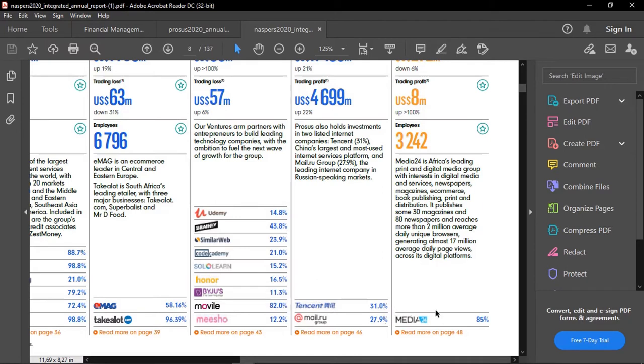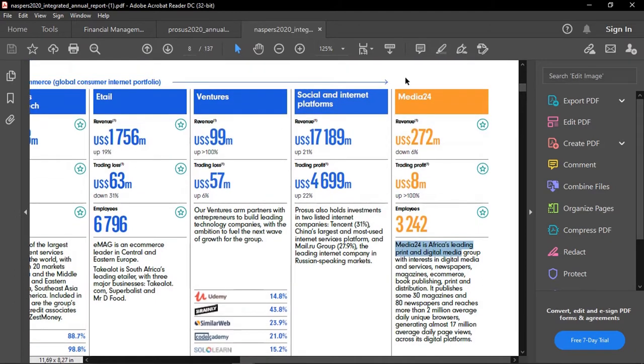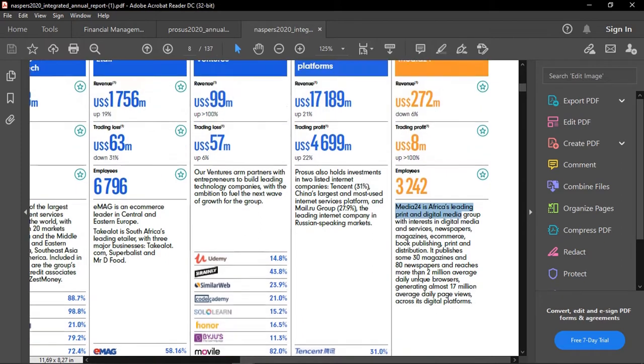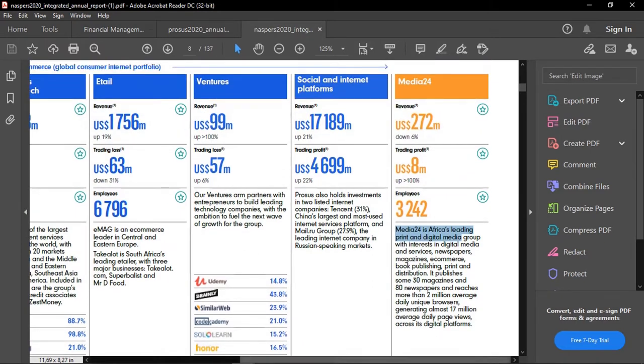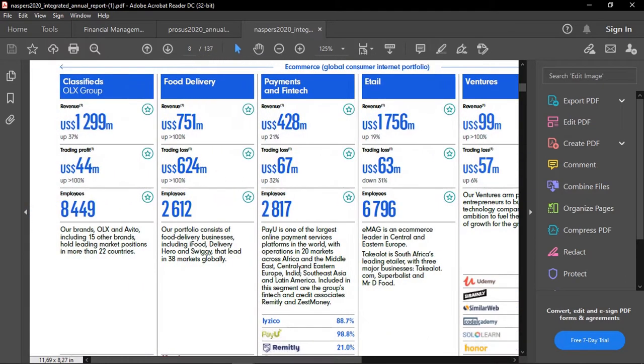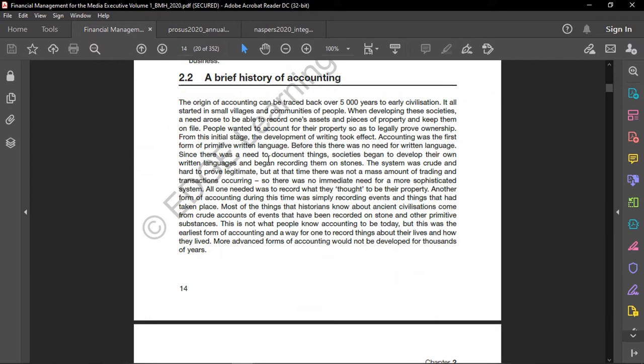And even Media 24, you can see, is obviously South Africa's, or Africa's, leading print and media digital group. Okay, so you can see that based on what we have here, there's a lot of information that's available, and you can obviously look at performance in each of these businesses. So just remember, when looking at reporting, it needs to be done accurately, and obviously accountants are responsible for that function. They're going to be generating that information.